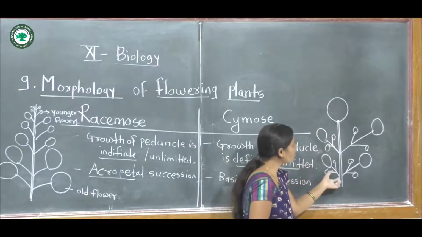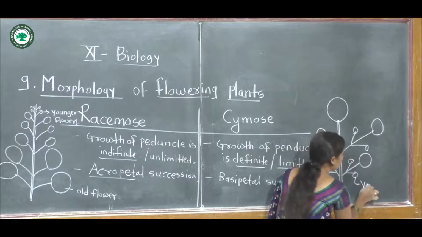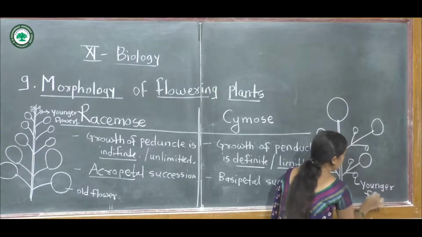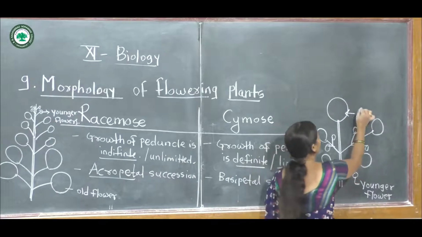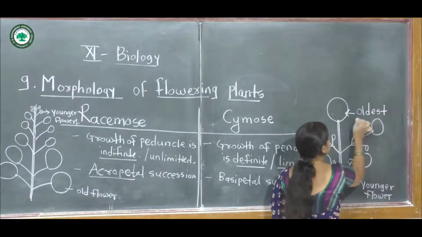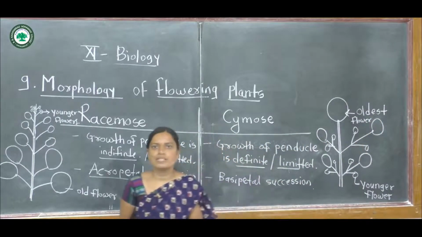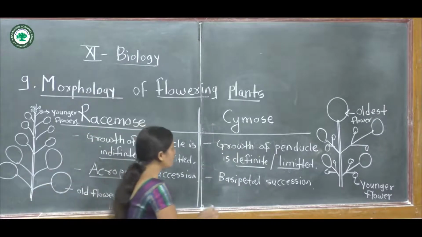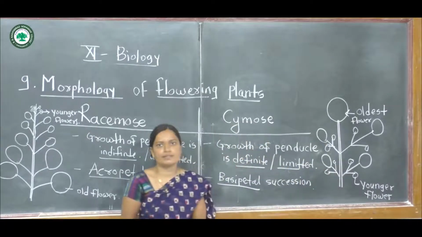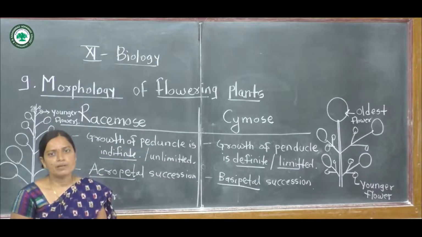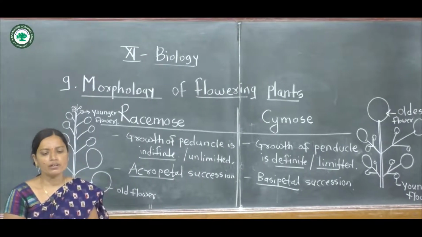Means in cymose inflorescence, the younger flower is present at the base, and at the apex or terminal position it is the oldest flower. This type of arrangement of flowers is called the basipetal succession. The basipetal succession means the younger flower at the base and the oldest flower at the apex. This is the main difference between the racemose and cymose types of inflorescence.